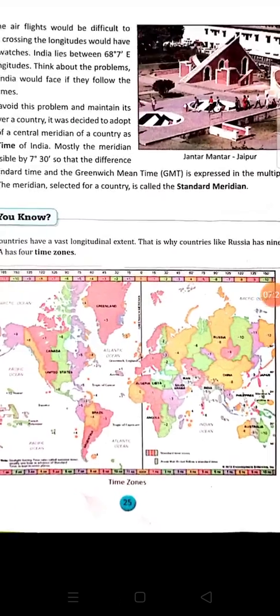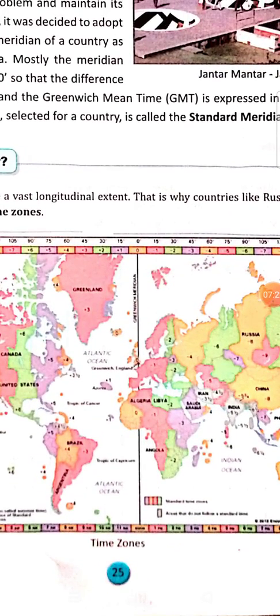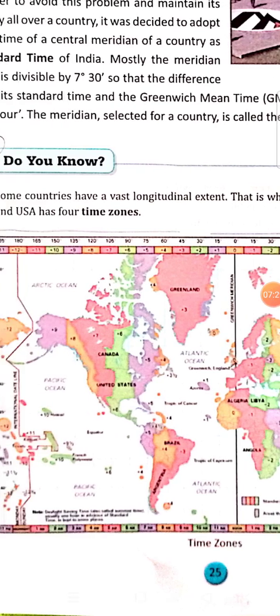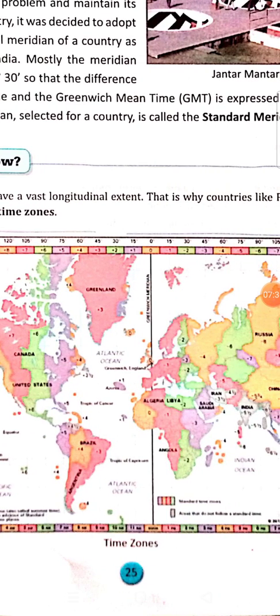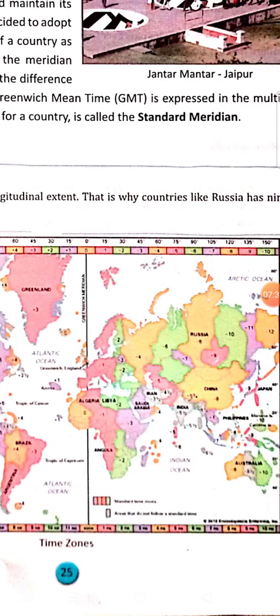Do you know? Some countries have a vast longitudinal extent. That's why countries like Russia have 9 and USA has 4 time zones. Now you see here in this world map, the line in the middle, this line, is the Greenwich Mean Time line. Okay, you see in this picture.